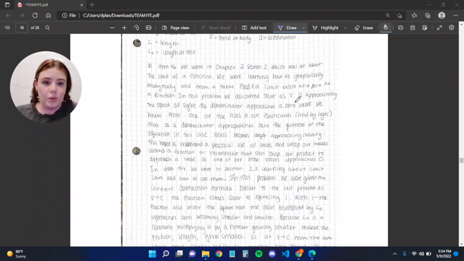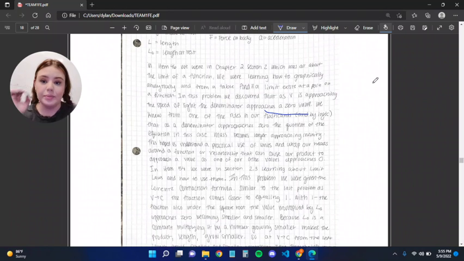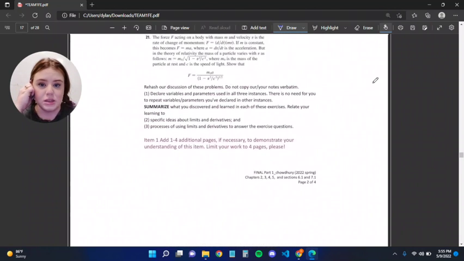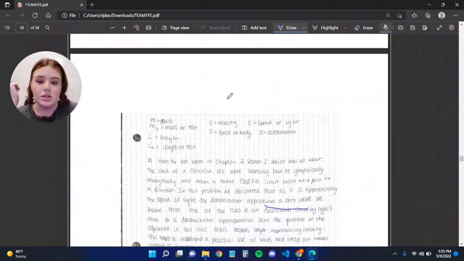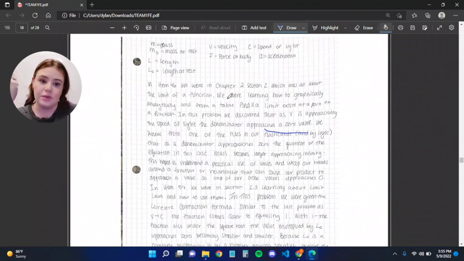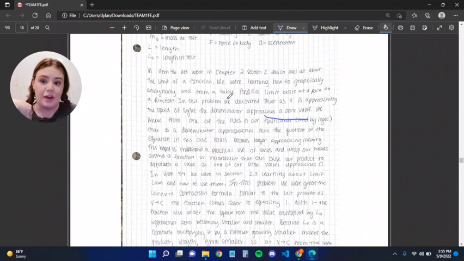In this problem, we discovered that as v is approaching the speed of light, the denominator approaches a 0 value. That's because, as you can see up here, v is divided by c. So if v and c are approaching the same number, v divided by c is going to be 1, and we have 1 minus that. So 1 minus 1 is 0. So as v is approaching c, the denominator is approaching a 0 value.